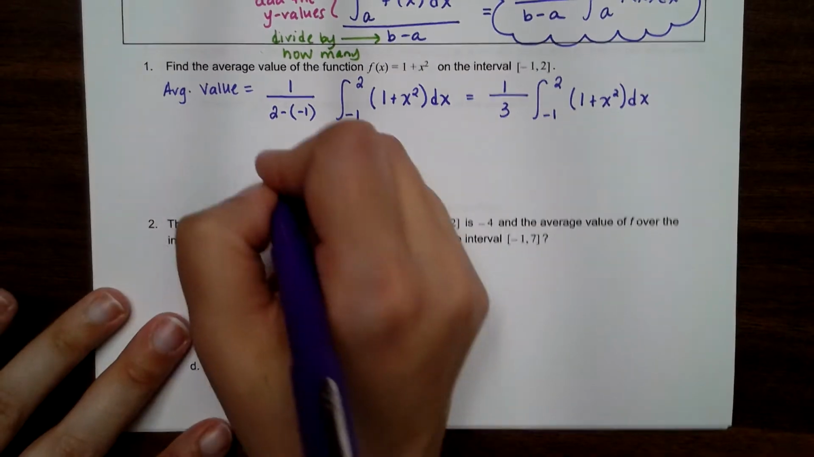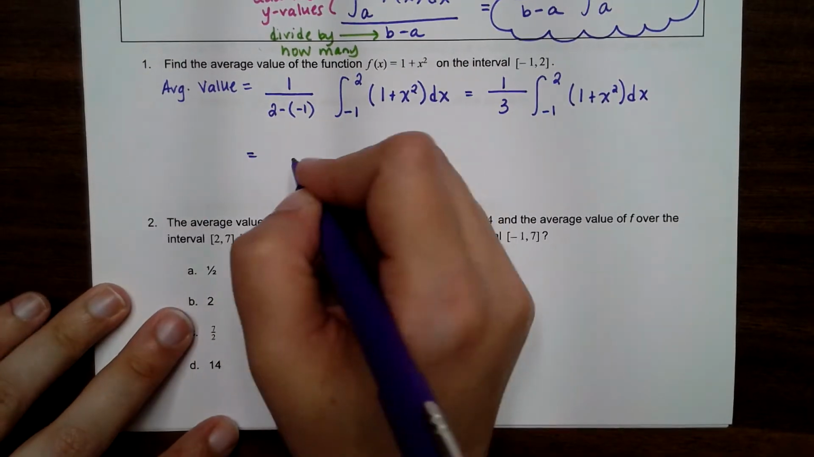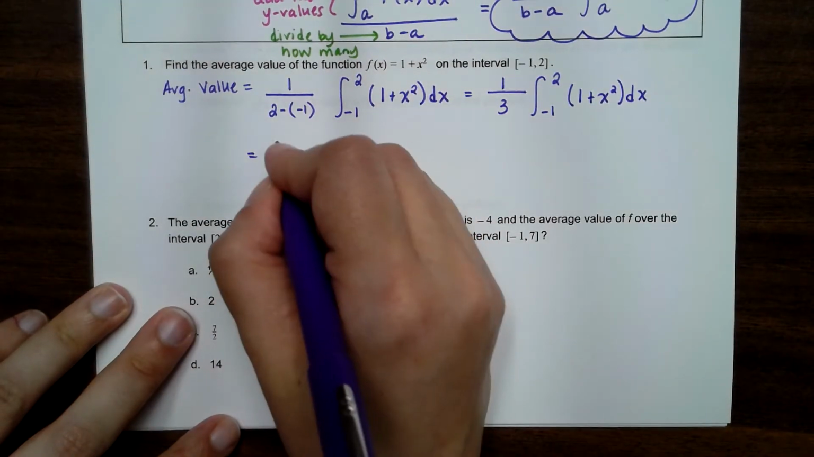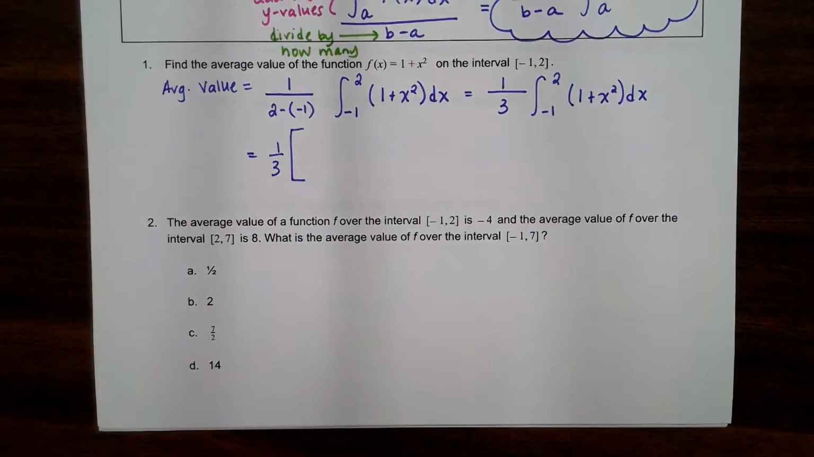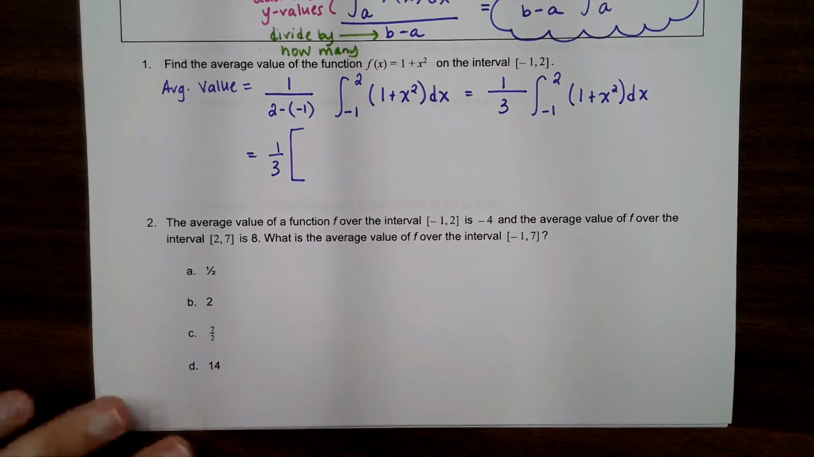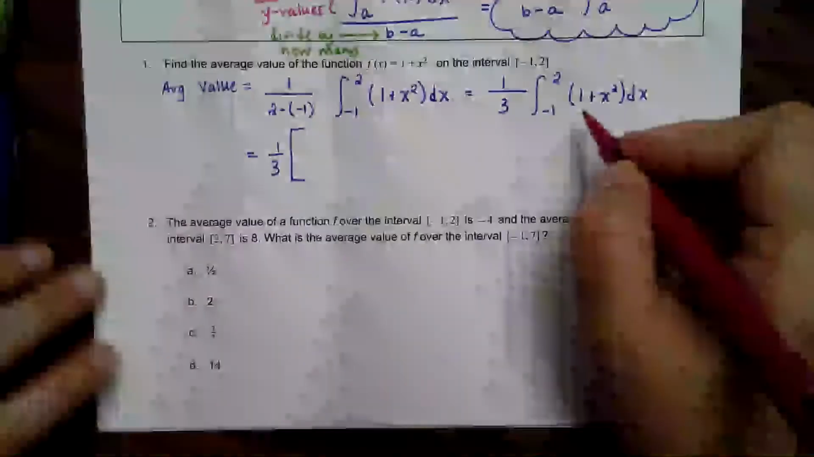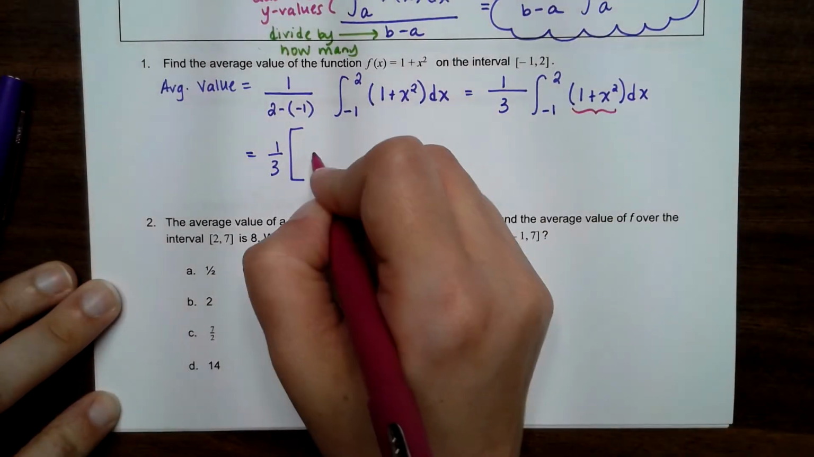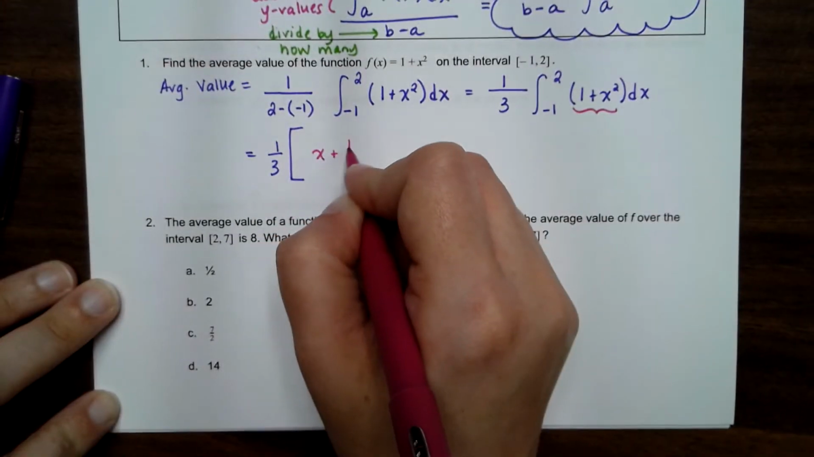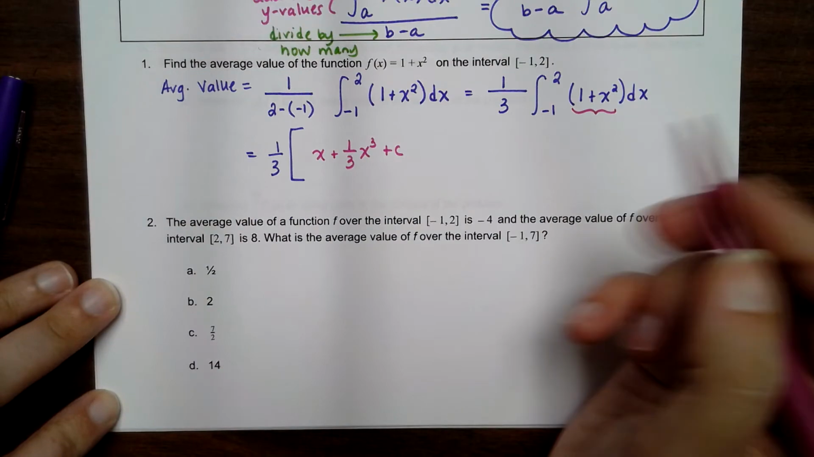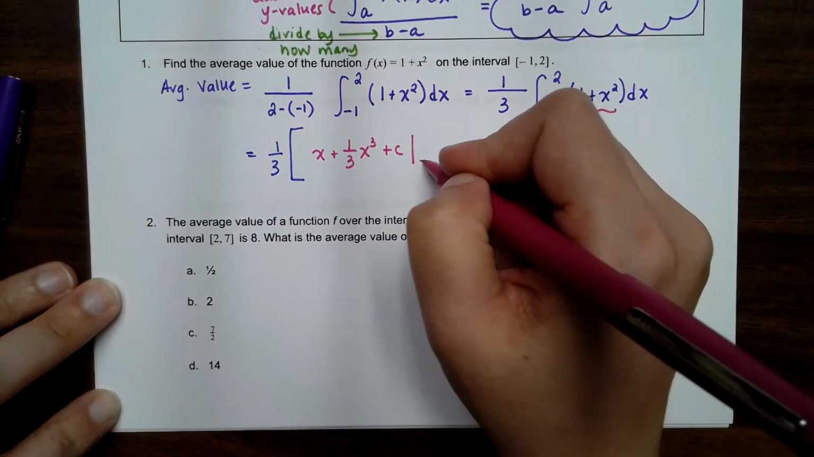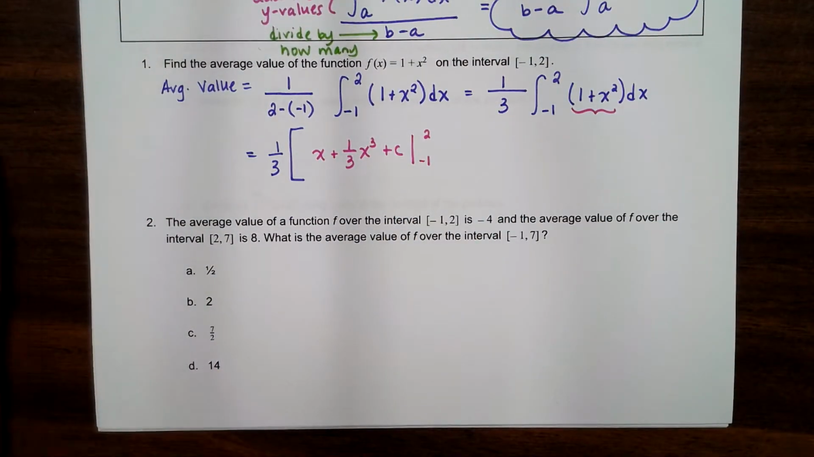In order to do this computation, I need to do the antiderivative. Since the 1/3 is on the outside, I'm just going to leave it there. I'm going to deal with the whole integral business, and then I'll multiply by 1/3 at the end. So the antiderivative of this function would be x plus 1/3 x cubed plus c. And I need to evaluate that between negative 1 and 2.